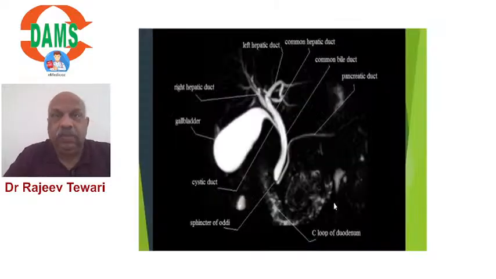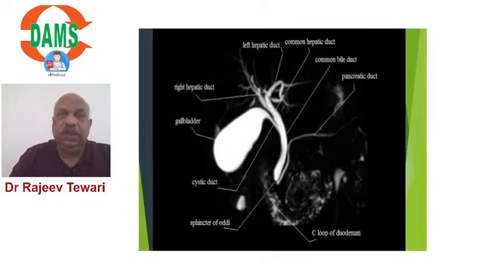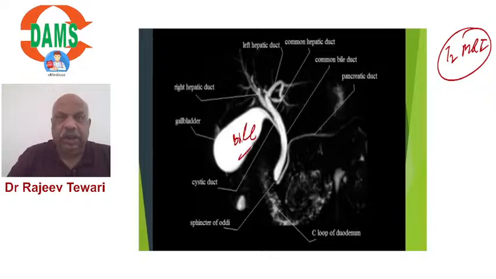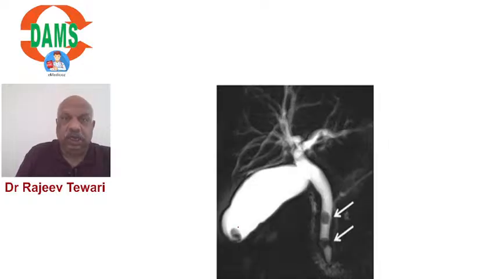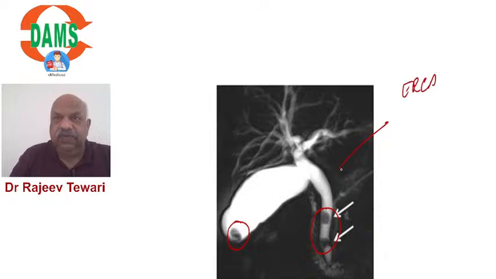And this is a normal MRCP. MRCP is T2 weighted MRI. We don't use any dye in MRCP. Bile itself acts like a dye. And this is a condition where we have gallstone and CBD stone. Here my treatment will be first ERCP for CBD stone followed by laparoscopic cholecystectomy.